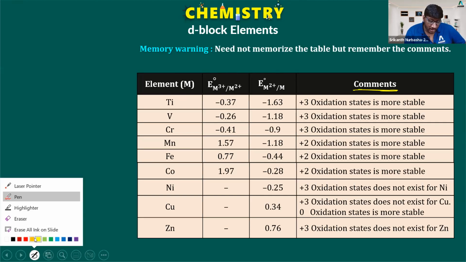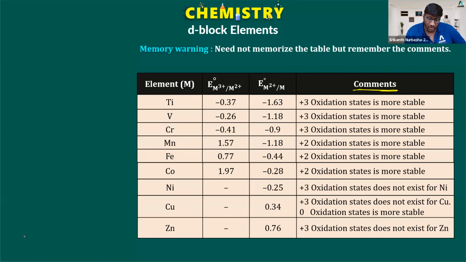You can get this data from your electrode potentials also. For titanium, if you don't remember these values, the values are not required, but the comments are important. So titanium +3 oxidation state is more stable. Vanadium +3, chromium +3. For manganese, iron, cobalt, you are going to have +2 states more stable.